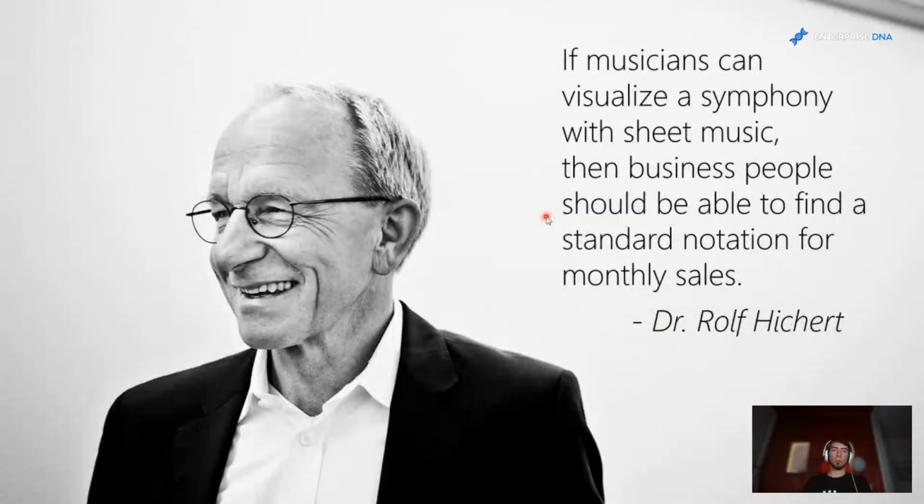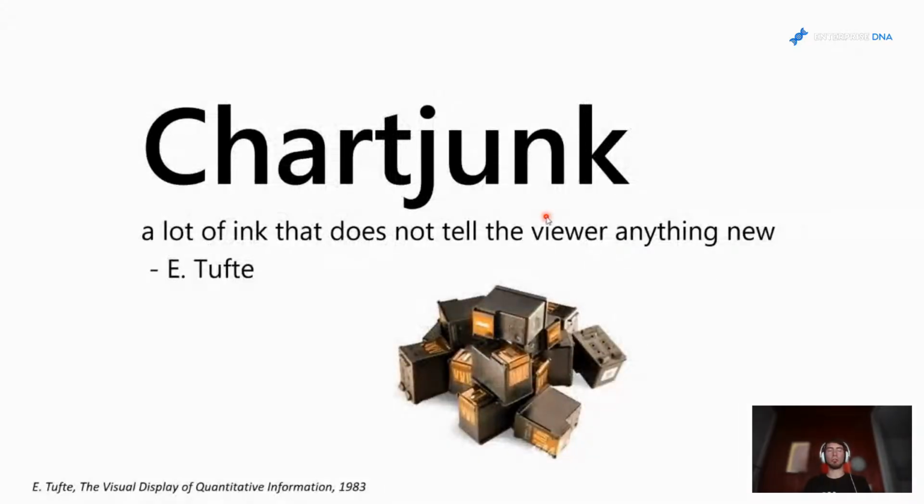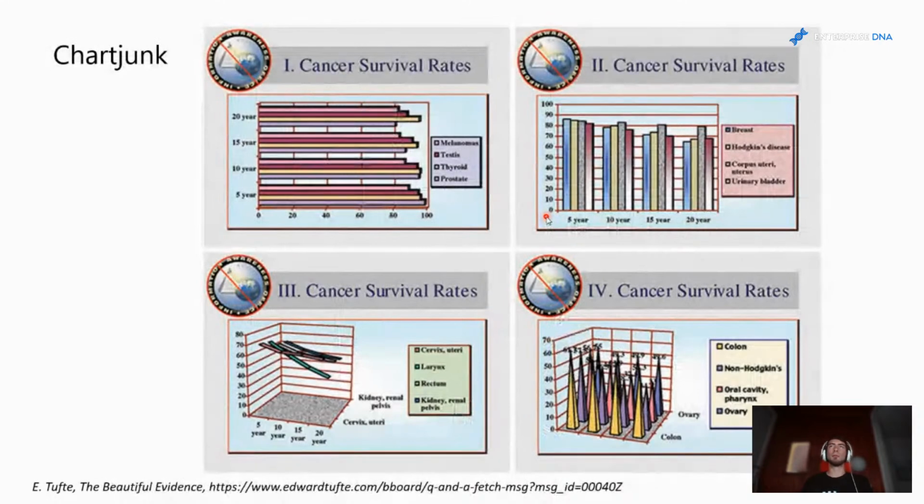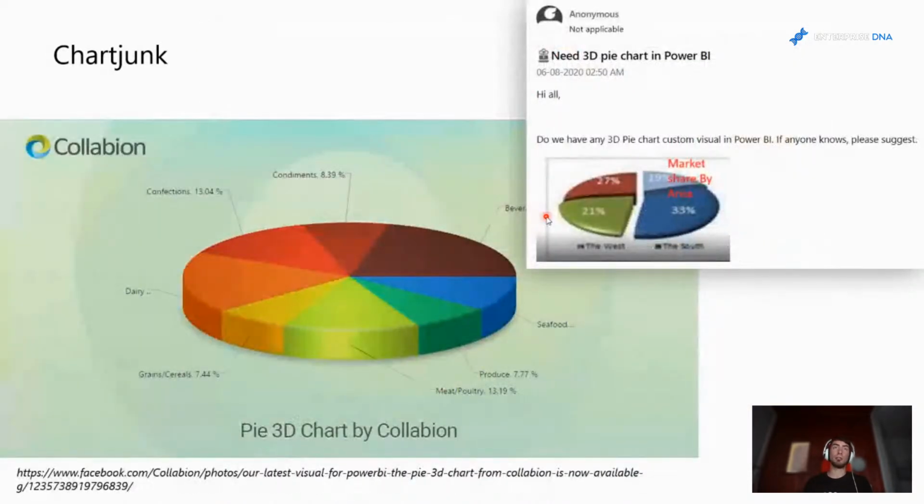So applying those three rules will introduce standardization and avoid chart junk, right? And what is actually chart junk? Chart junk would be defined, and this is a quote from Edward Tufte, also one of the really important people in data visualization, as a lot of ink that does not tell the viewer anything new. And we can all maybe remember the 3D charts and pie charts that are used. And pie charts, especially 3D pie charts, are completely useless.